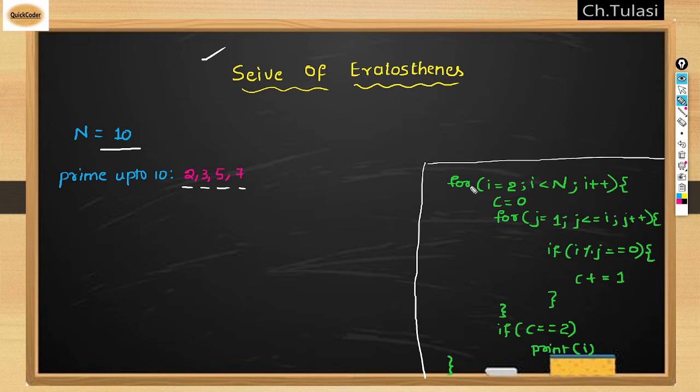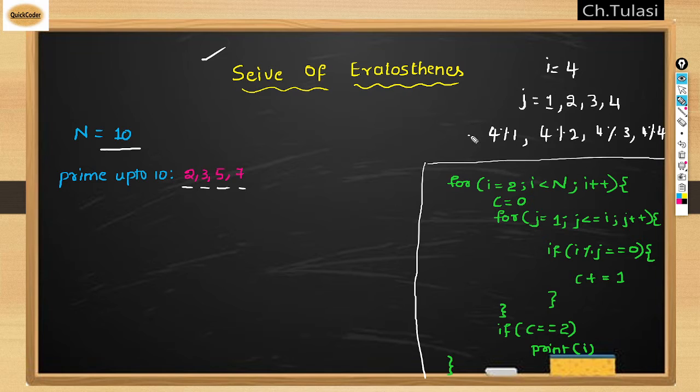What we will do is run a loop from i equal to 2 to n, because 0 and 1 are not prime numbers. I always take c as 0. Then I will run a for loop from j equal to 1, j less than or equal to i, j plus plus. If my i is 4, then the j loop runs 1, 2, 3, 4, up to i. Then I do 4 modulo 1, again 4 modulo 2, 4 modulo 3, and 4 modulo 4.